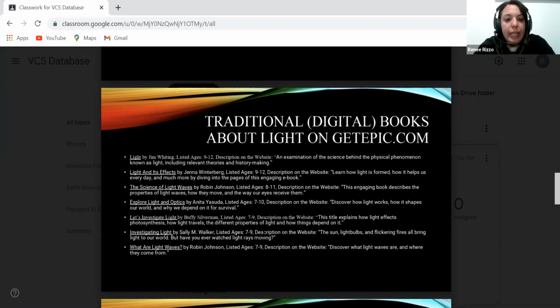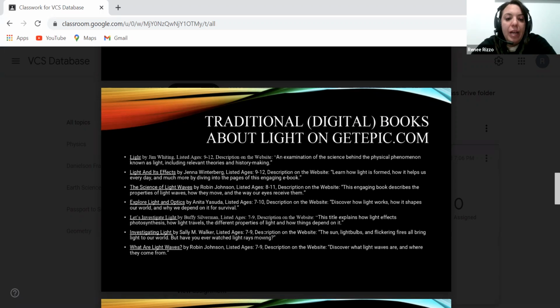Light by Jim Whiting. Listed ages 9 through 12. Description on the website: An examination of the science behind the physical phenomenon known as light, including relevant theories and history making. Light and Its Effects by Jenna Winterberg. Listed ages 9 through 12. Description on the website: Learn how light is formed, how it helps us every day, and much more by diving into the pages of this engaging ebook.